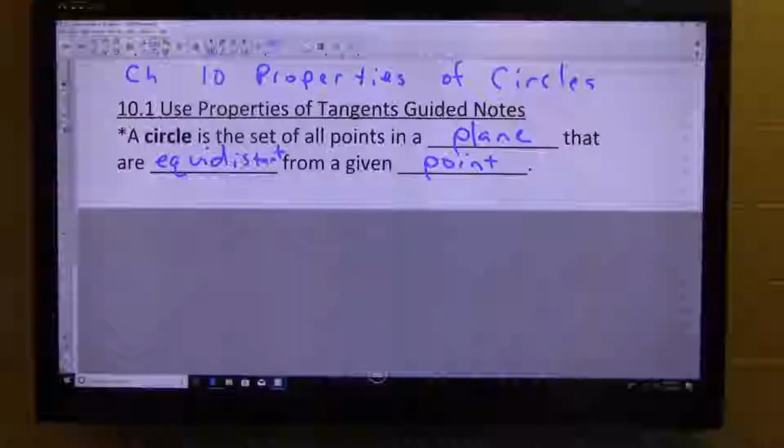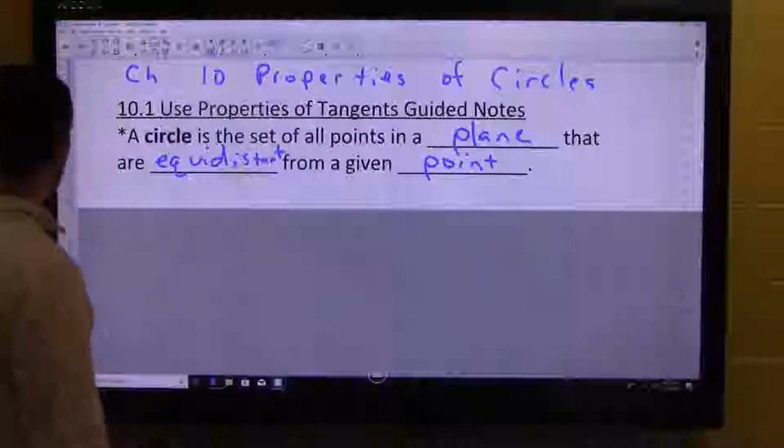We're going to talk about circles in this entire chapter. That's the main concept: properties of circles. That's the chapter name. And the definition, I've already talked about it. A circle is the set of all points in a plane that are equidistant from a given point, and that given point is going to be the center of our circle.